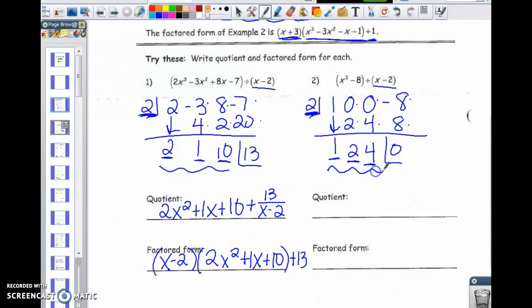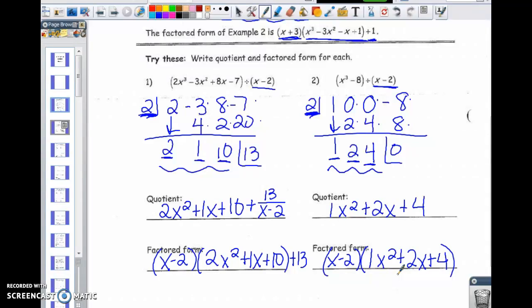So my quotient, 1, 2, and 4. So 1x squared plus 2x plus 4. And again, my remainder is 0, so I don't have to worry about adding anything else to that. My factored form, I take my divisor, x minus 2, times my quotient, which is 1x squared plus 2x plus 4. Now again, my factored form, if I could factor this a little more I would want to, but here I cannot.